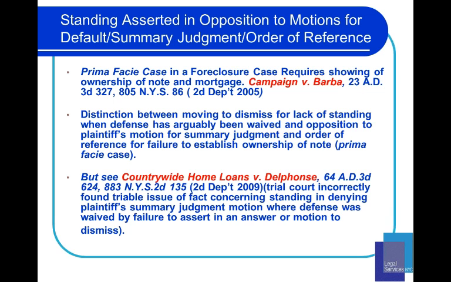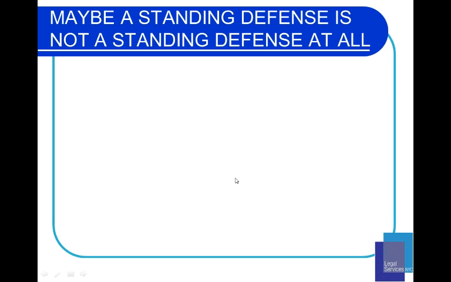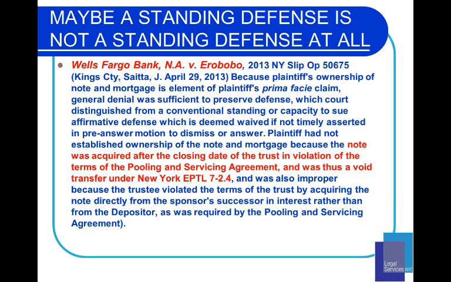The Second Department in the Delphons case didn't see it that way and held that the trial court incorrectly found a triable issue of fact because that issue was waived. Even though that case is out there, I think the argument that you can still oppose a summary judgment because the plaintiff hasn't established its prima facie case is available, and at least one judge in Brooklyn, Judge Saida, has come to see things my way on this, and he's issued a few decisions to that effect.